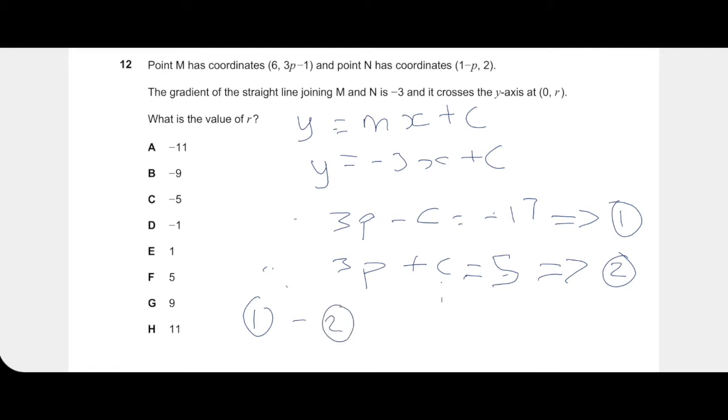So what does that leave me? So minus c minus c, which is minus 2c, and 3p minus 3p is 0. It's equal to minus 17 minus 5, which is equal to minus 22. So I'm going to simplify. C is equal to 11, and therefore our answer to this question is H. And that's question number 12 completed.